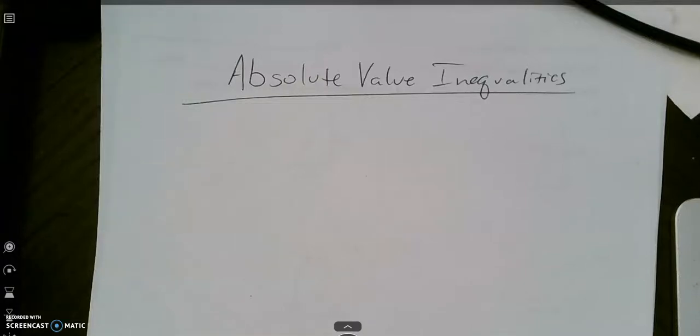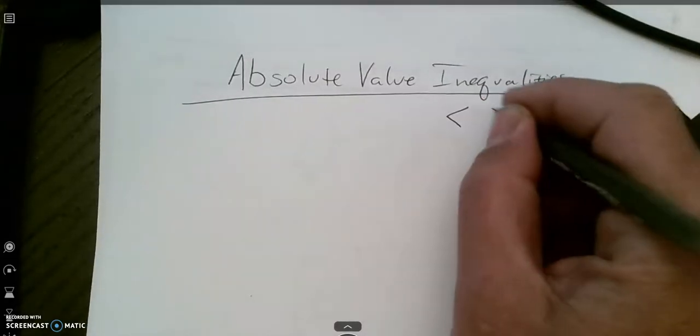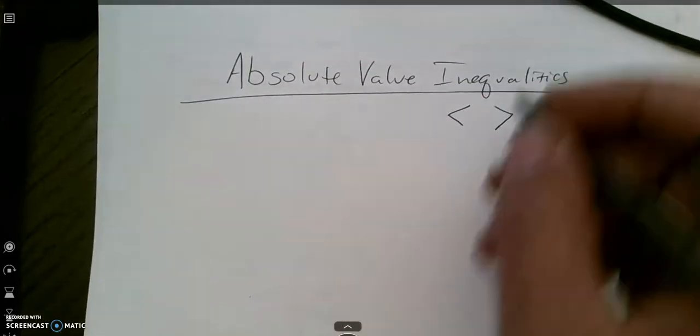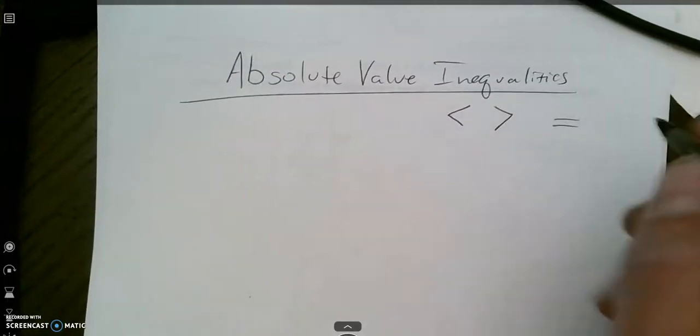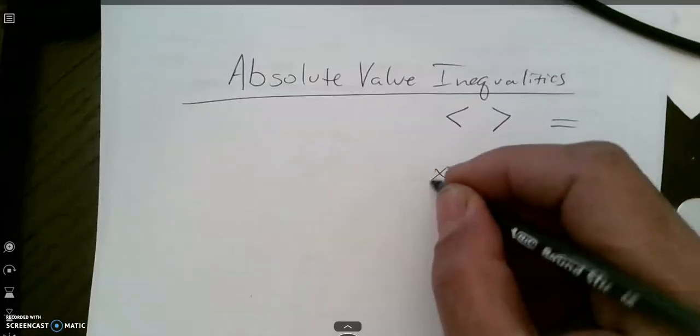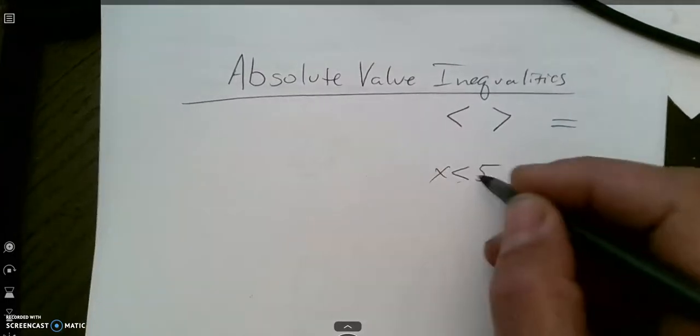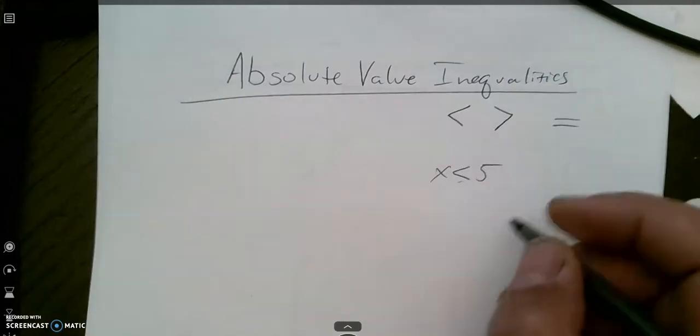All right, students, this video is going to talk about absolute value inequalities. The deal with inequalities is they are this or this, less than or greater than. They call it an inequality because it's not equals. You would say x is less than 5. You're not saying it's equal to 5. It's just everything less than 5.